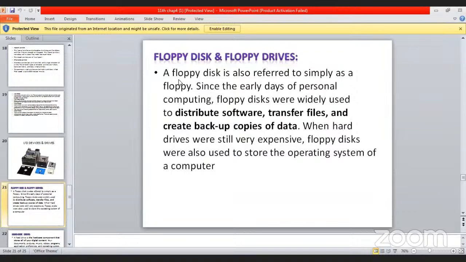Class with floppy disk and drives. The floppy disk is also referred to simply as a floppy. Since the early days of personal computing, floppy disks were widely used to distribute software, transfer files and create backup copies of data. When hard drives were still very expensive, floppy disks were also used to store the operating system of a computer.